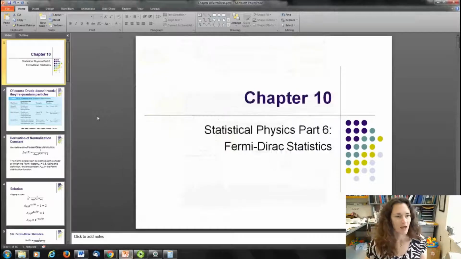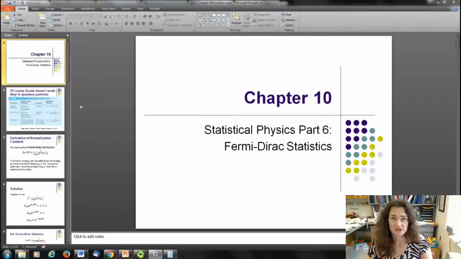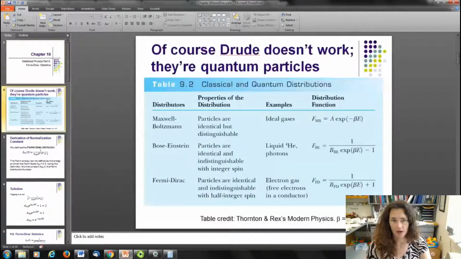Sorry about that. So continuing on with Fermi-Dirac statistics, we discussed how the Drude model of conduction, the semi-classical model, doesn't work. Of course it doesn't, because they're quantum particles. So we talked about how there are 3 different distribution functions. Here's a plot summarizing some of those distribution functions.